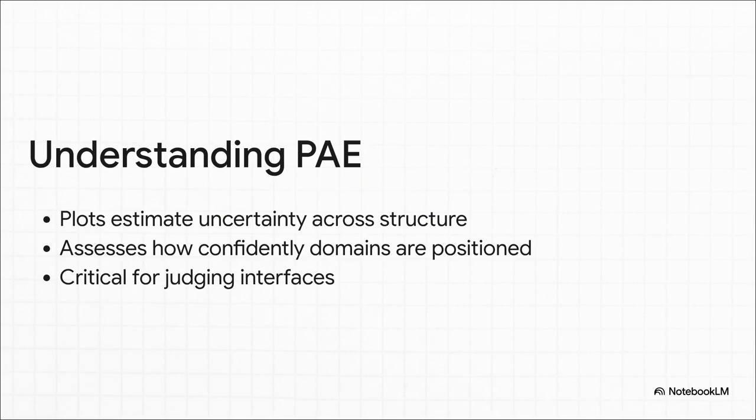Now, keep in mind, pLDDT only grades individual local parts. To get the big picture, you absolutely must use the PAE plots, or predicted aligned error. PAE assesses how confidently whole domains and interfaces sit relative to one another. For example, you might have two domains with great pLDDT scores, meaning they're folded perfectly, but a terrible PAE score between them means the AI has absolutely no idea how those two domains orient towards each other in 3D space. You always gotta check both metrics.